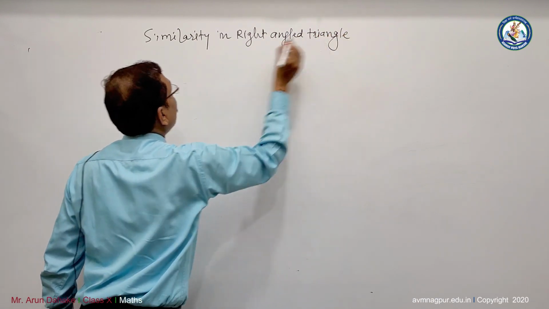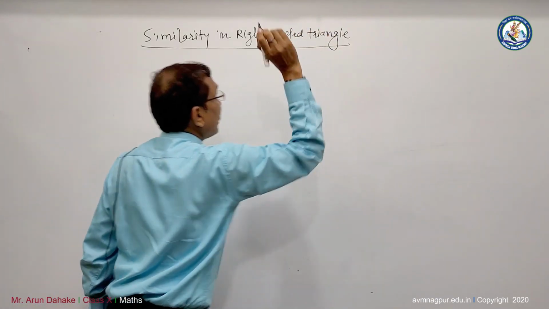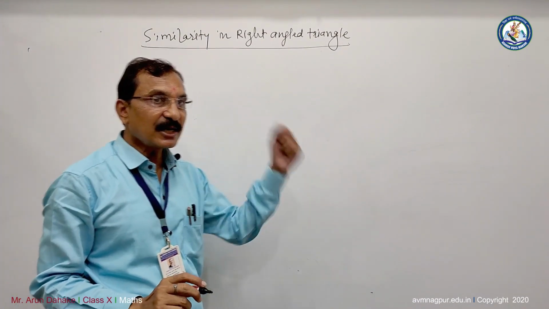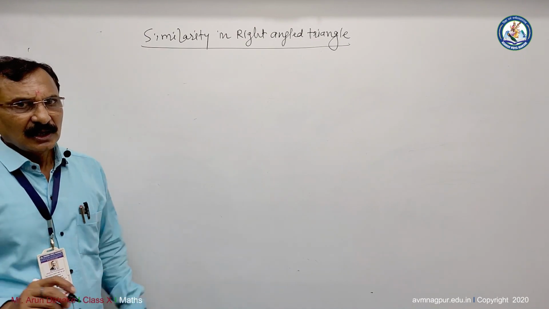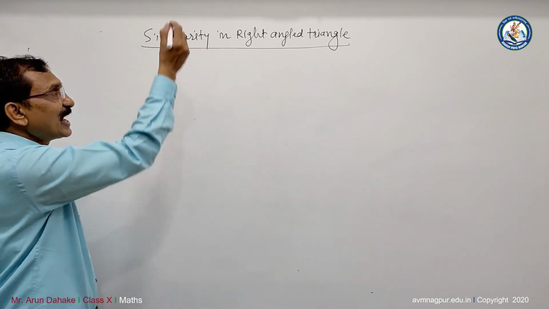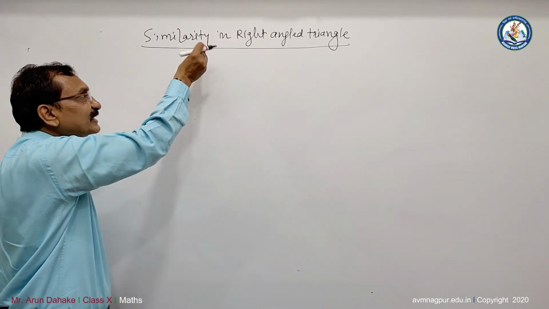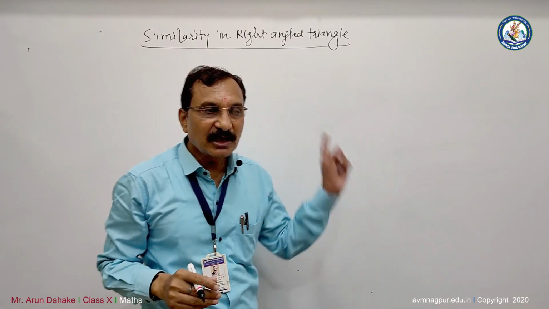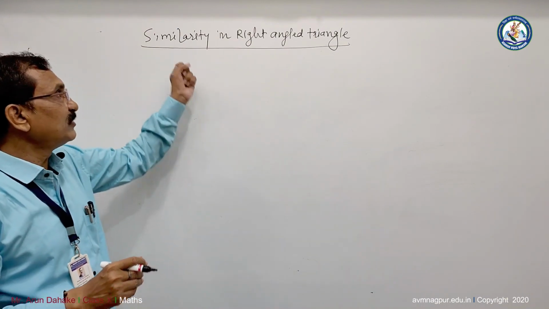See, it's a very important portion of this one. This is the basic theorem: similarity in right angle triangle. Now, what is that similarity in right angle triangle? Similarity in right angle triangle means what?